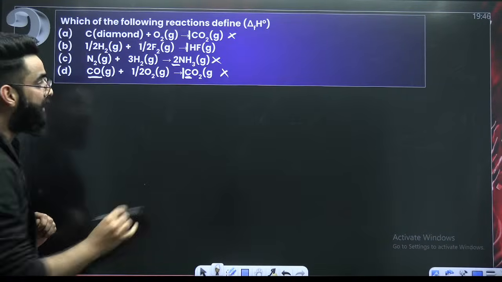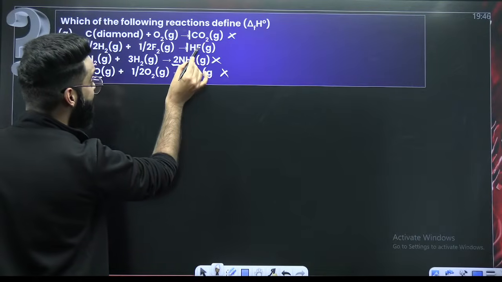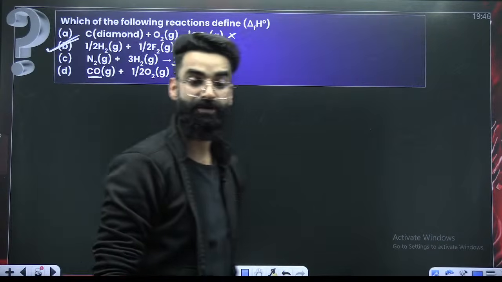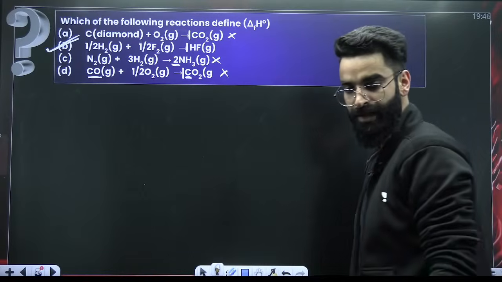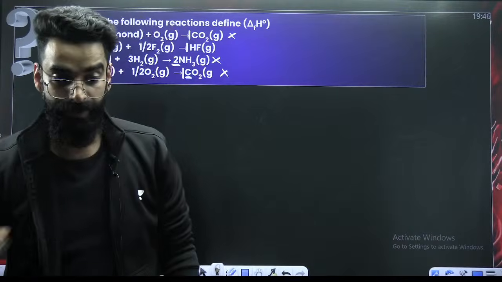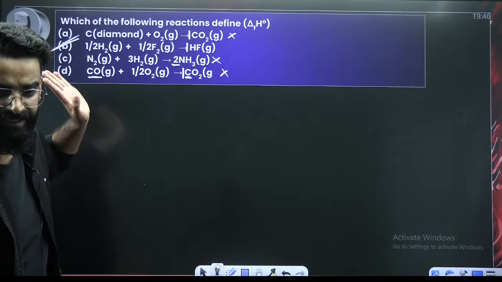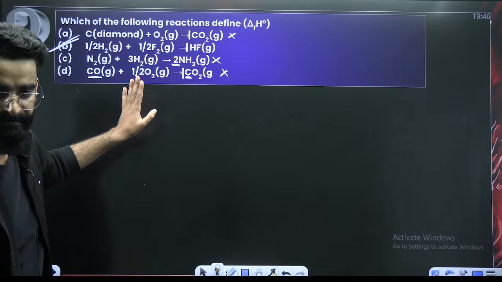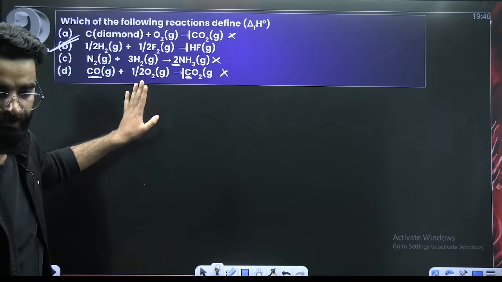Look at the second example. What is the standard state of hydrogen? H2. What is the standard state of chlorine? Cl2. So this is going to be the correct answer of this particular question. Am I clear to everyone? Absolutely, it's going to be option B, which is going to be the correct answer of this particular question. I believe it's absolutely clear.